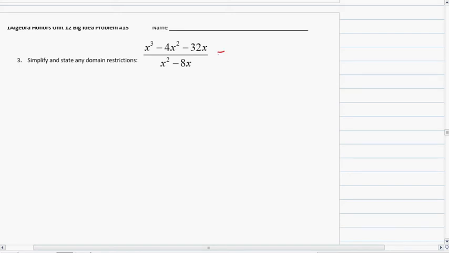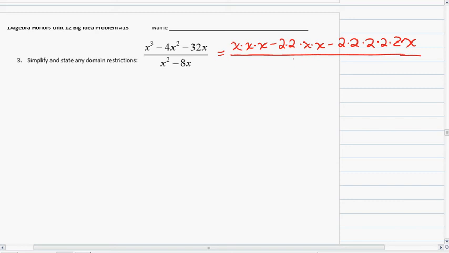So I'm going to factor the top and bottom. And I'm going to just write this flat just so we can see what the factors are. So this is x times x times x minus 2 times 2 times x minus 2 times 2 times 2 times 2 times 2 times x, all over x times x minus 2 times 2 times 2 times x.